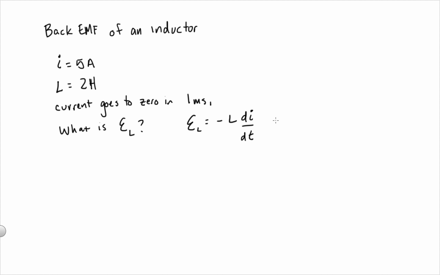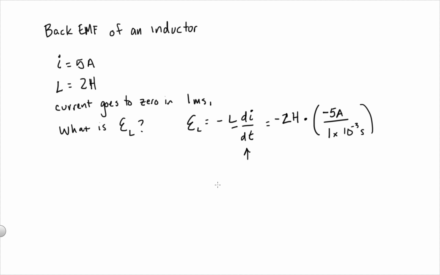with the minus sign out front. And at this point, we can begin to plug things in. So this is a negative times 2 henries, which was our inductance, times our change in current. And let's just assume that this is uniform, and so we lose 5 amps. Note another minus sign in 1 millisecond. So this is 10 to the minus 3 seconds.